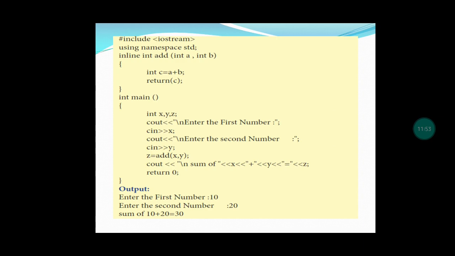Here both are added, x value 10 and y value 20. They are passed to the formal parameters a and b. A and b are formal parameters and x and y are actual parameters. Here the value has been passed from x, y to a, b. Then it is added. Finally, we are getting the output as sum of 10 plus 20 equal 30. Here we have used the inline function. This program will be executed faster by using the inline keyword in the function prototype.